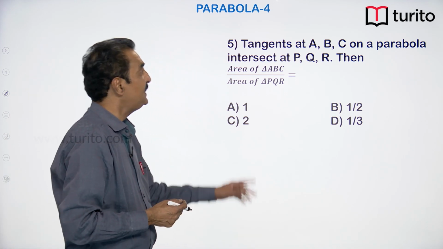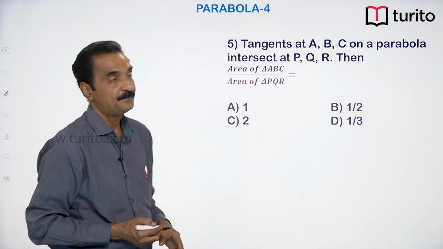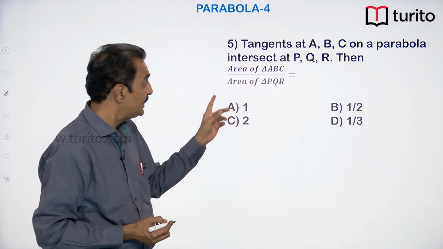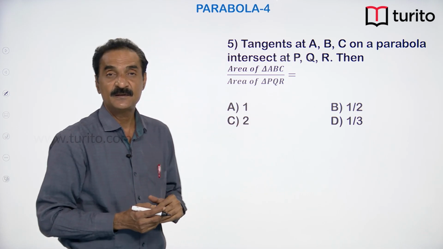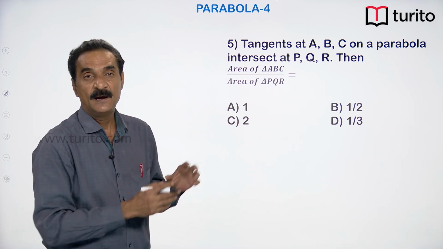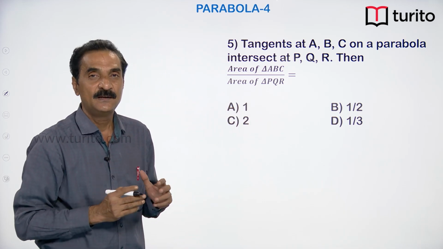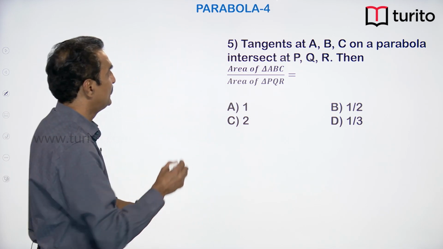Tangents at A, B, C on a parabola intersect at P, Q, R. Then the area of the triangle ABC upon the area of the triangle PQR is? Options are given as constants and the equation of the parabola is also not given. Then what does it mean? It is the property of any parabola. What is the question?